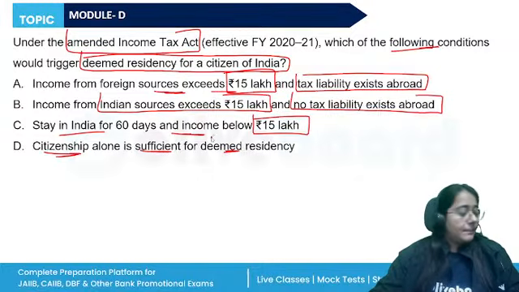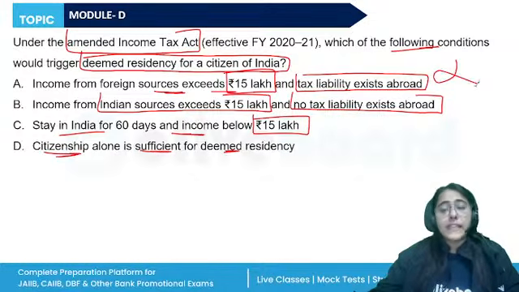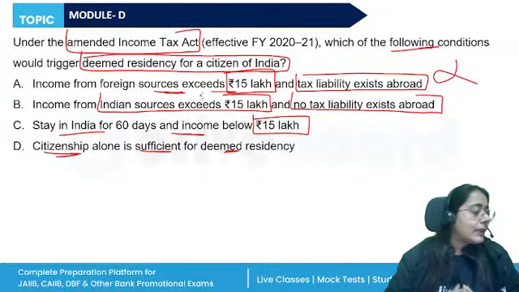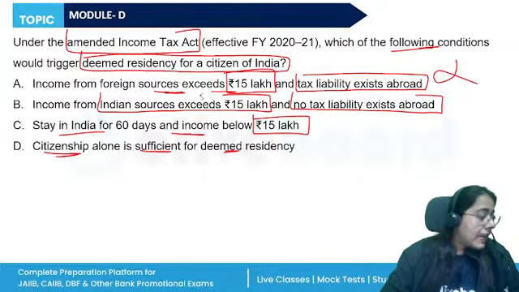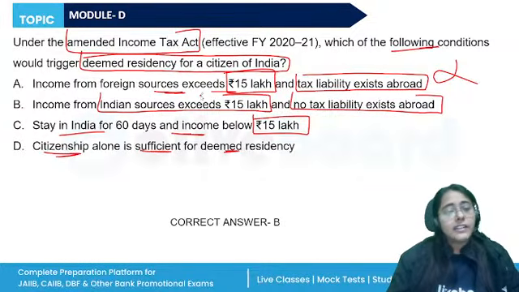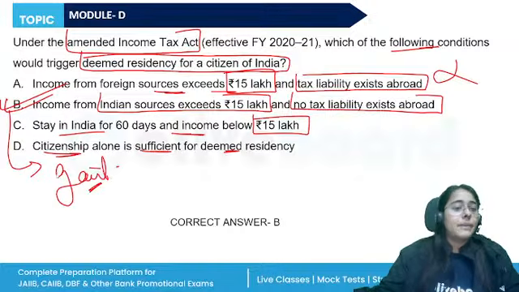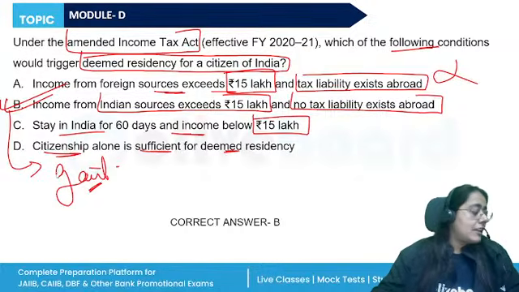Deemed residency means no tax liability abroad. If there is tax liability, why would they pay tax to India again? If they're earning rupees 50 lakhs or more, and there is no tax liability abroad, only then they will be required to pay taxes to our government. Then they will be known as a deemed resident of India. Okay.